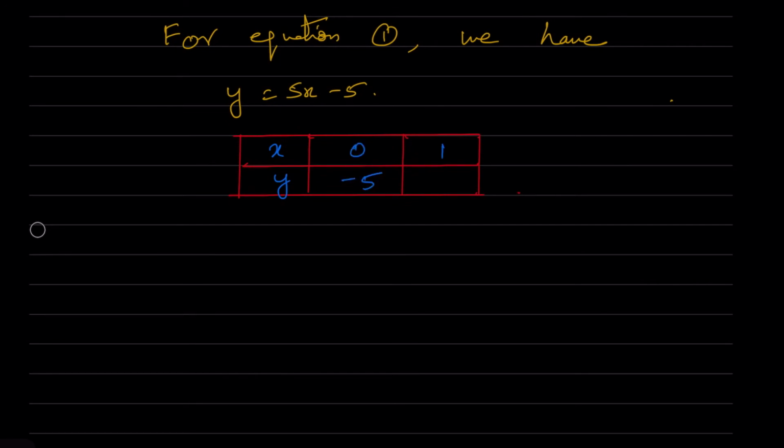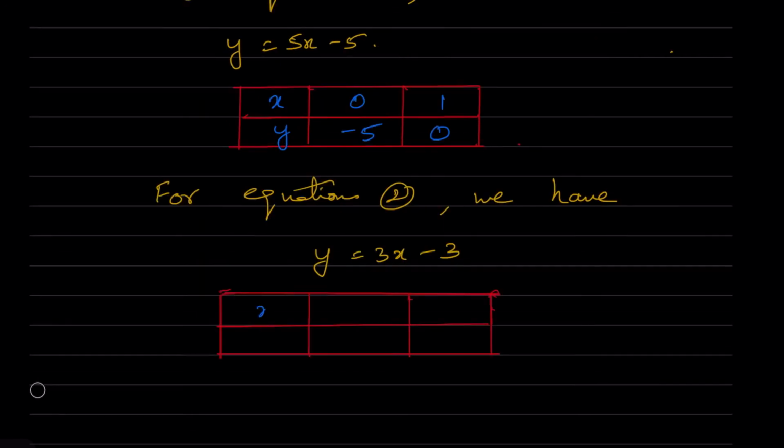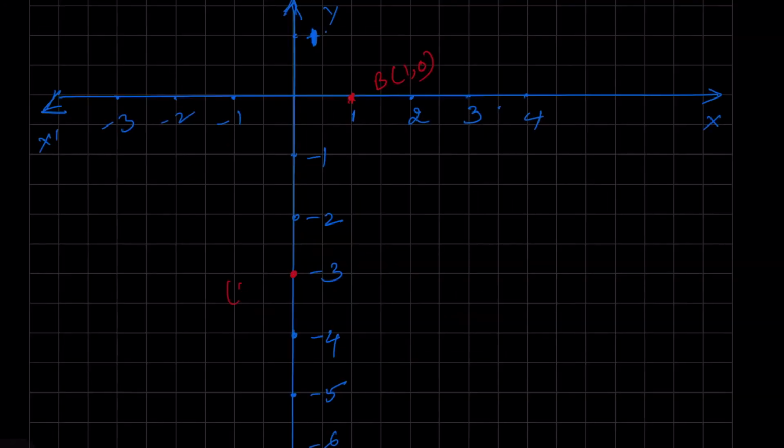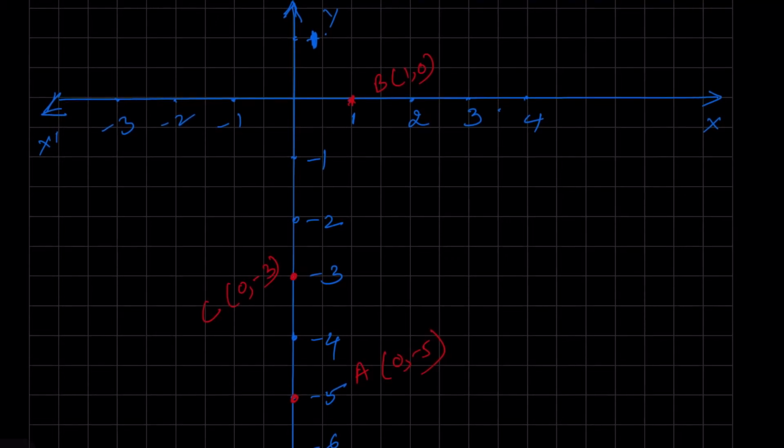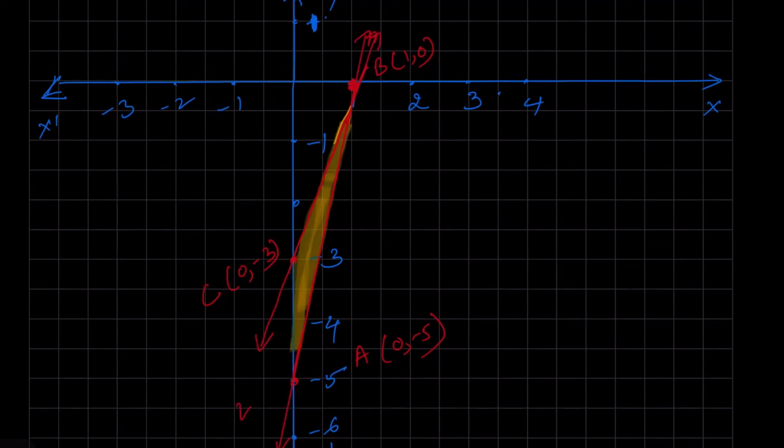0, minus 5 and 1, 0. Then for equation 2 also we'll draw a table. The second equation, y is equal to 3x minus 3, we are having 0, minus 3 and 1, 0. So now plotting on the x-axis and y-axis, we are getting on the x-axis the point B (1, 0), which is common to both the equations. So on the y-axis we are having the points 0, minus 3 and 0, minus 5. We join these points, the 2 lines are intersecting at the point 1, 0.